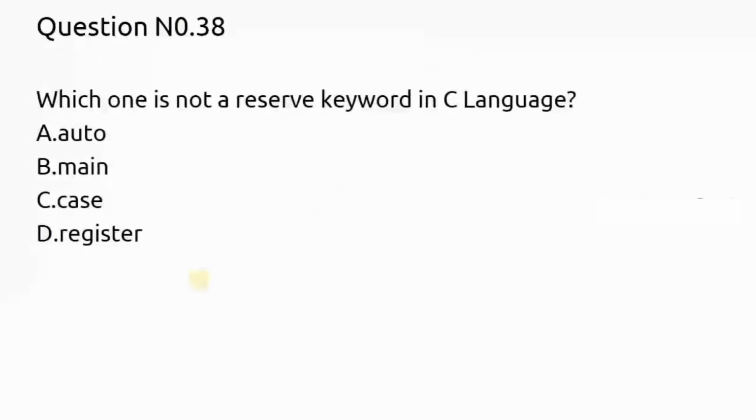Which one is not a keyword in C language? You can observe auto is a keyword, main you need to check, case is a keyword, register is a keyword. So the answer is B. Main is used as a function name, that is a user-defined function. Execution of any C program always starts from the main function, that's a function name, that's it. So you cannot say it's a reserved keyword. Okay, so the answer is B.